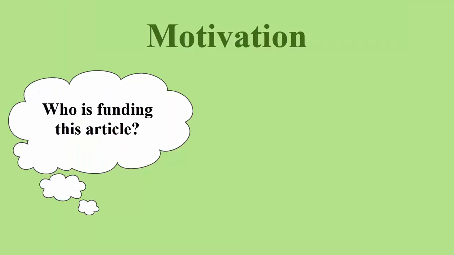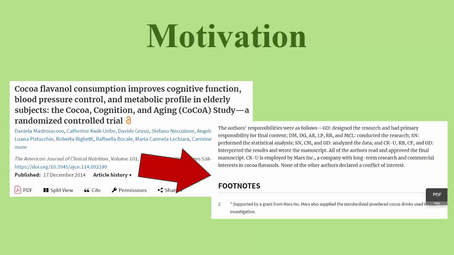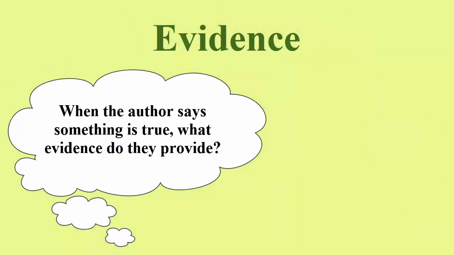Another component of motivation is money. Who is funding a project? A scholarly study should state if any of the researchers or the study itself has any conflict of interest, in which case you should look more closely at the evidence presented in the study to see if it is actually credible. You need to look closely at the evidence that a work is using to back up its arguments and see where that evidence is coming from and if it seems credible.